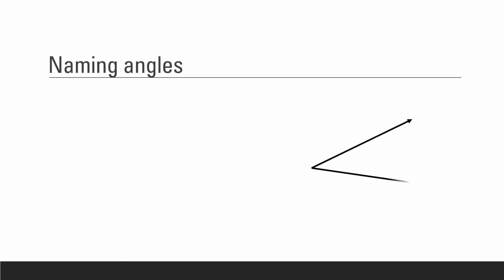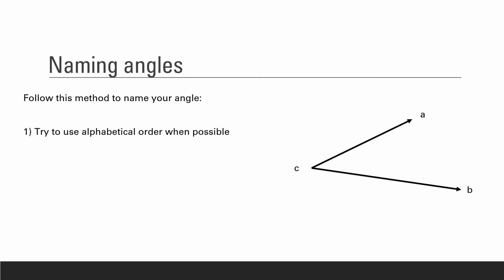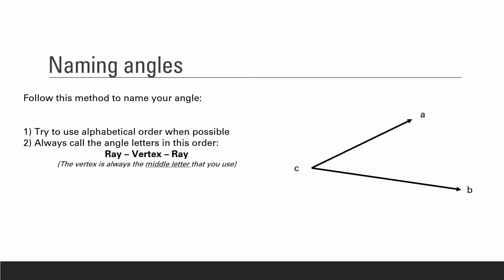Okay, so we've learned some words that can help us when we talk about lines. Let's talk about how we would name angles now that we know what they are. When you see rays and angles in math questions, you're likely going to see that most of the time they have letters next to them. So how can we actually name them? There's actually a convention or a rule for how to do that. We need to use alphabetical order whenever possible. So we always start with the letter that would start first in the alphabet. And when we call the angle, we use the letters in this order: ray, vertex, ray. In other words, the letter for the vertex is always the middle letter that we use in our angle.